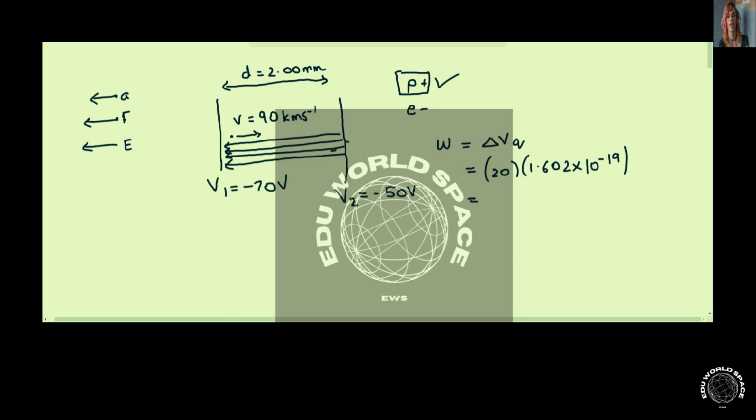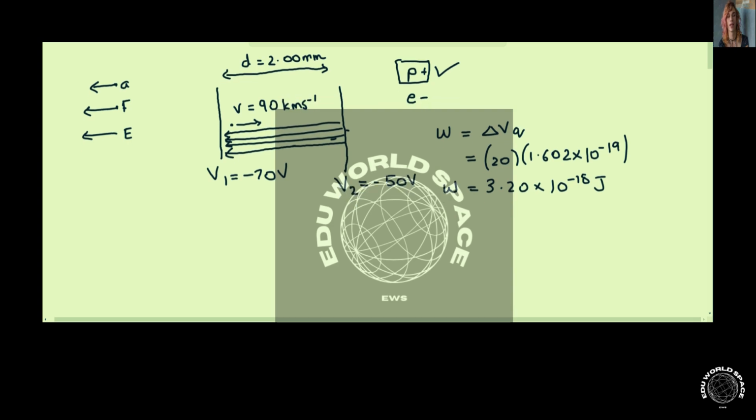After multiplication, you can use a calculator, this is 3.20 times 10 to the negative 18 joules of work. So this much work has been done on the proton in the opposite direction. Now, since the work has been done in the opposite direction of the direction of travel, it's actually decreasing its kinetic energy.